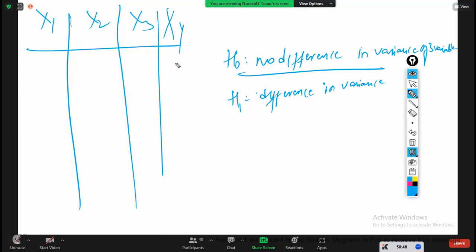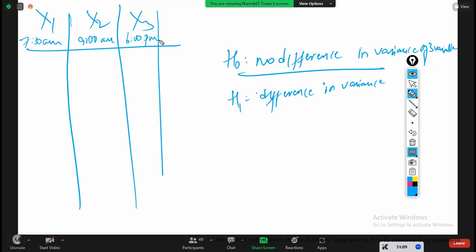If the null hypothesis is accepted, meaning variances are equal, happy, no difference, no problem. If the variances are not equal, no action is required, no problem? No, action is required. What action do you have to take? Variances are not equal, so what do you have to do? Check which two are equal.